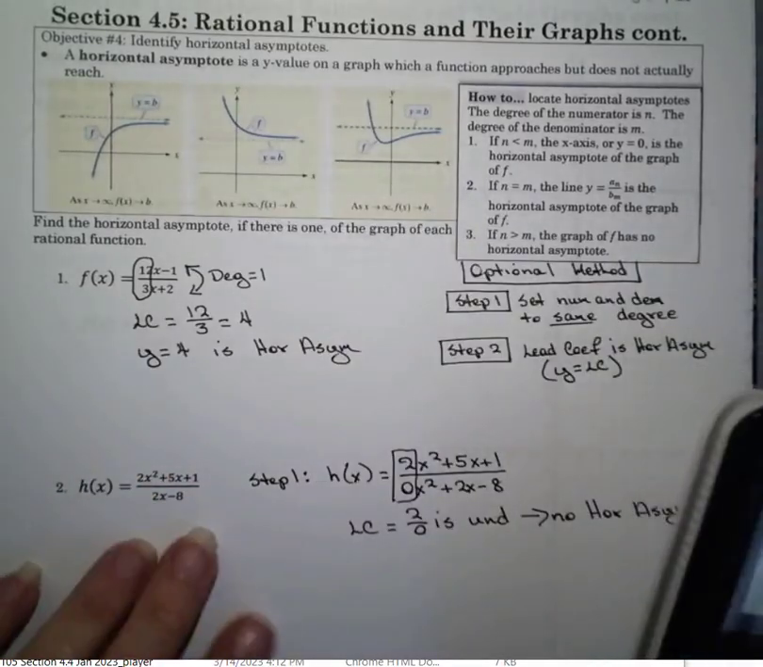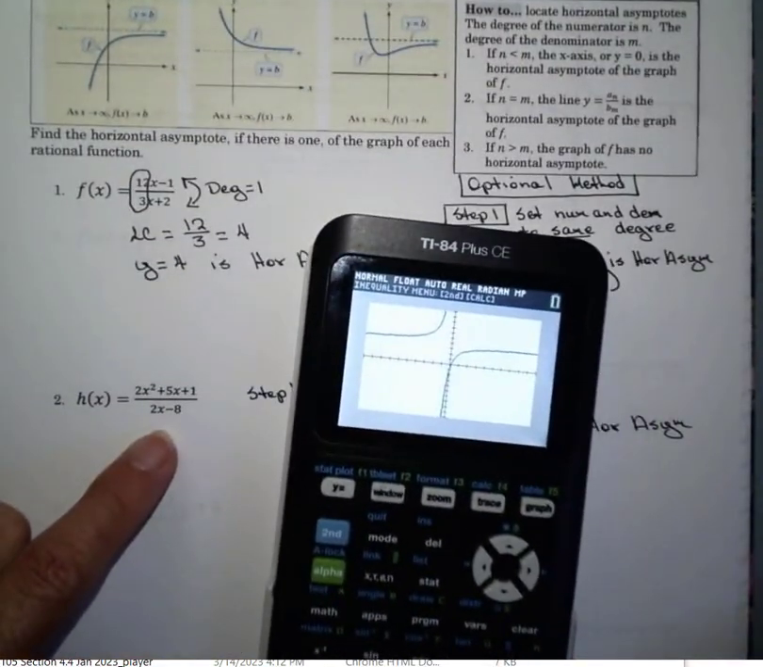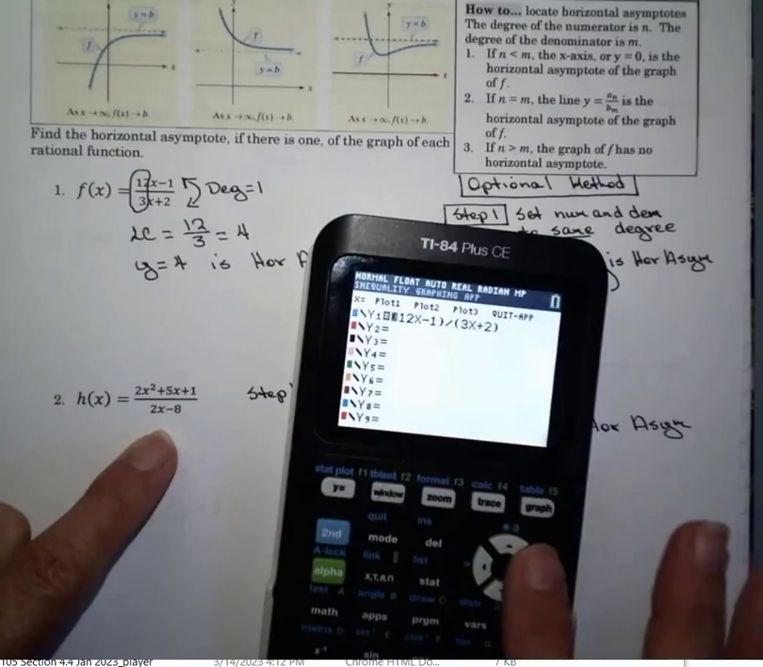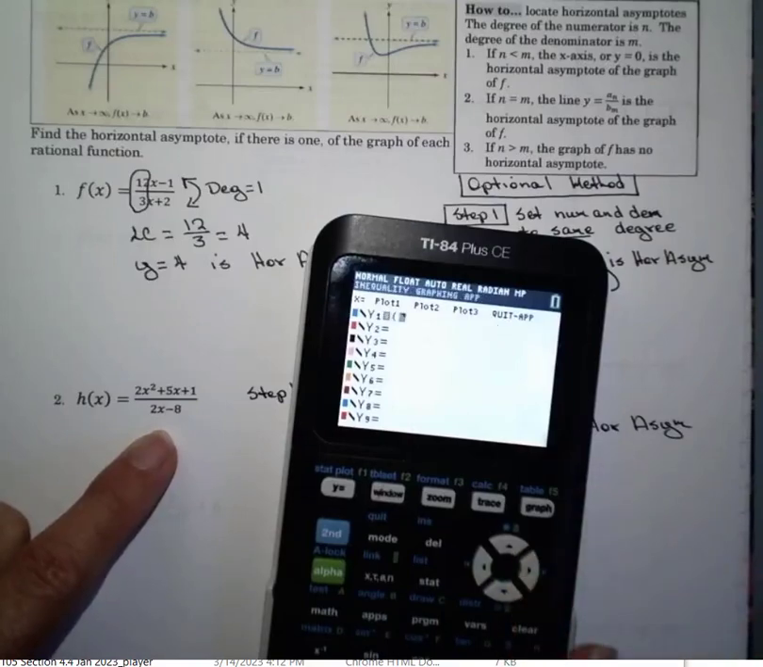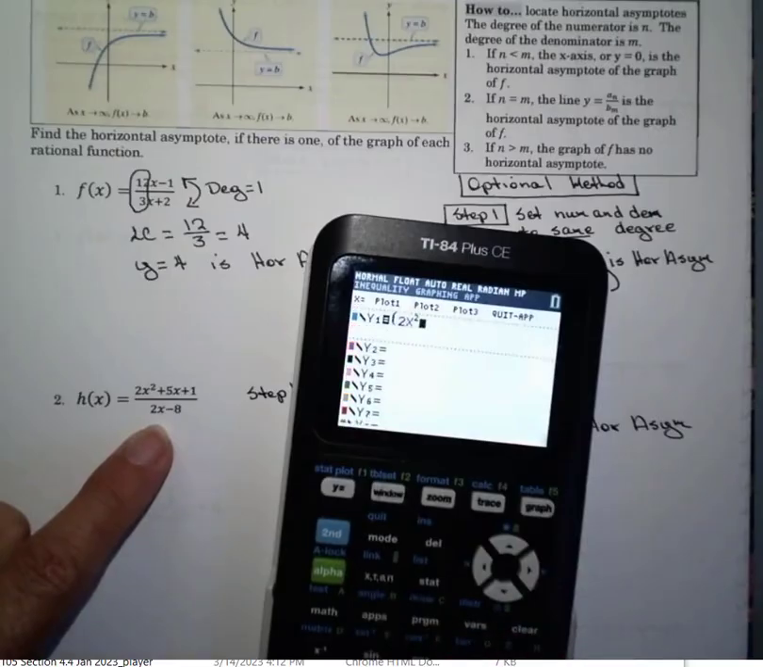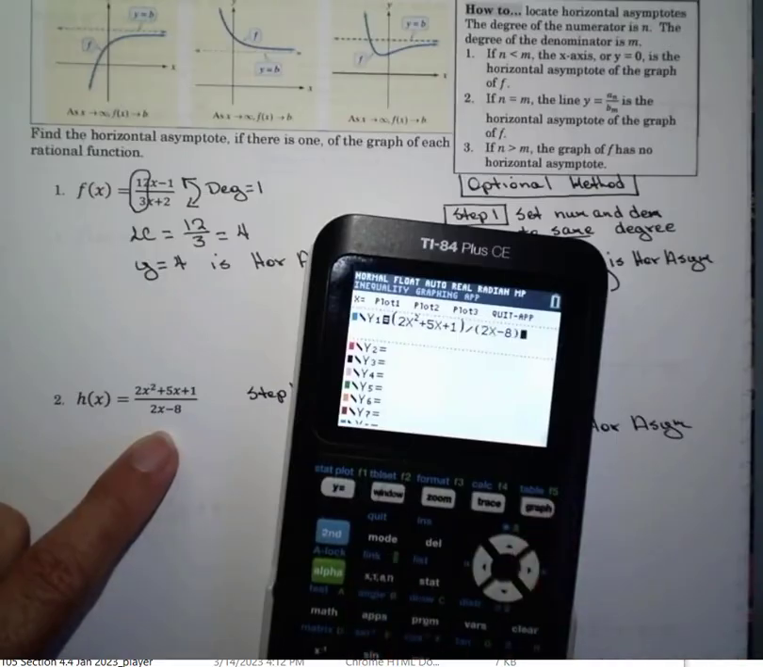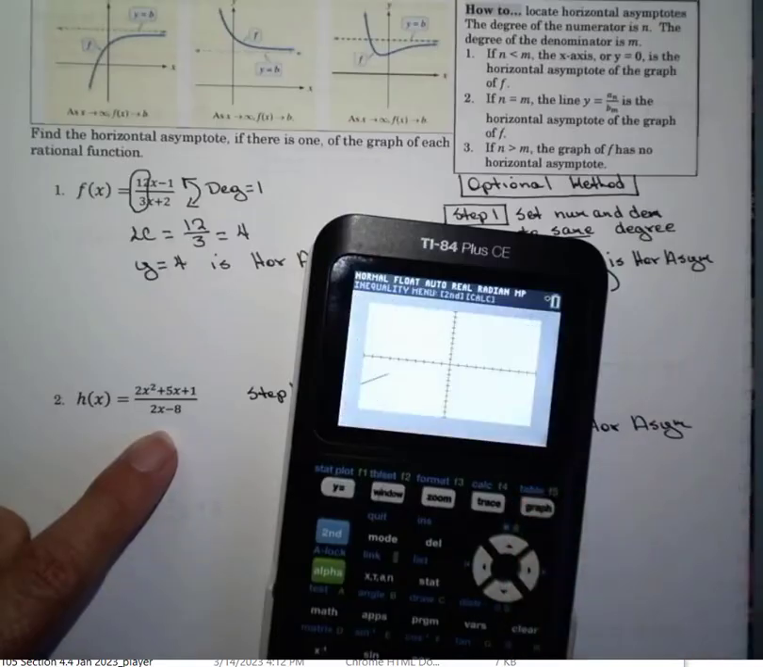Let's look at this one and see if we can tell that it really doesn't seem to have a horizontal asymptote. I'm just going to come over here and clear this, and then type in 2x squared plus 5x plus 1, and put that in parentheses, and say divided by, in parentheses, 2x minus 8, and close up the parentheses. And that looks right. And let's graph this one.